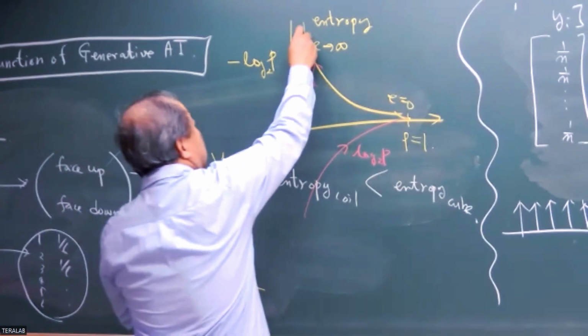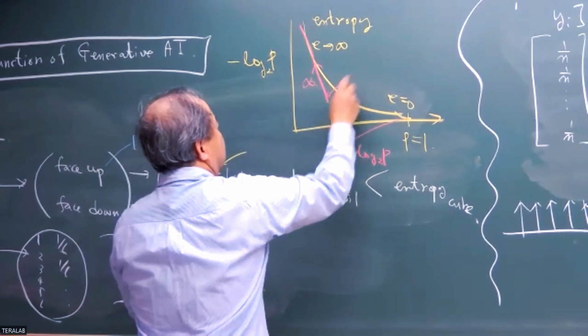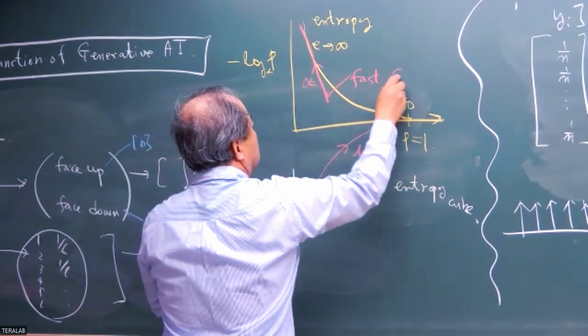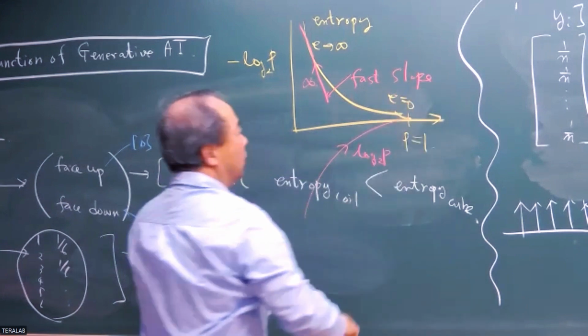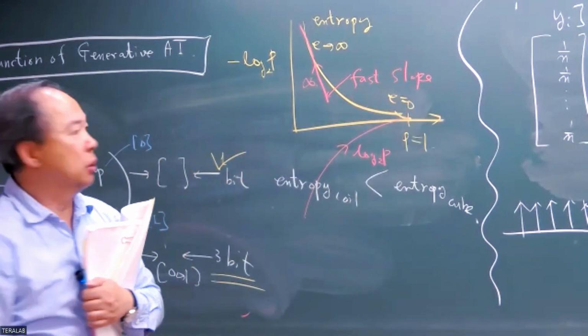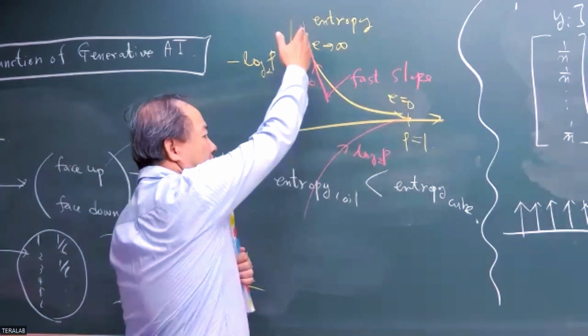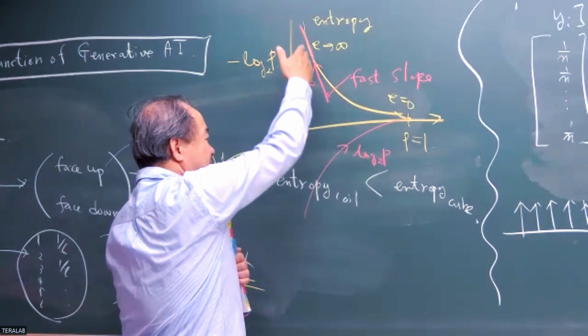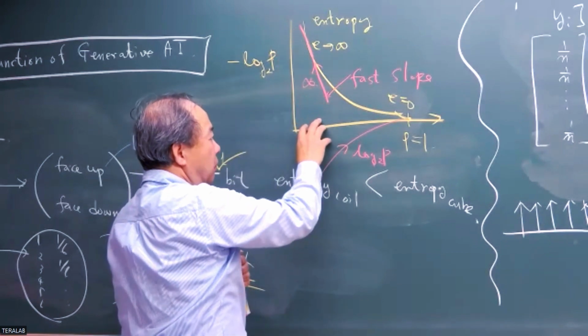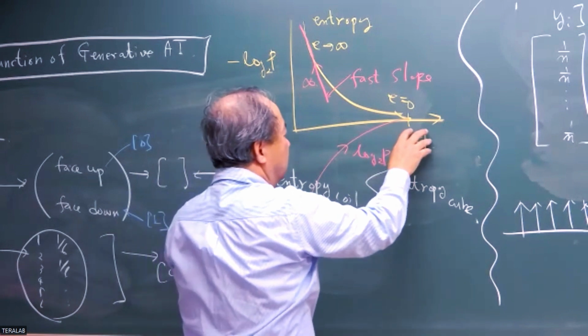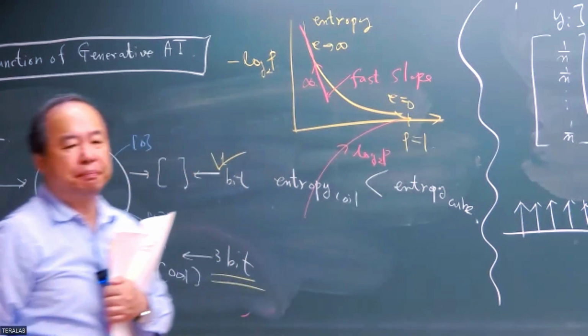And the slope is really fast. That is the beauty of this entropy function. So it will start the gradient descent very fast near 0. Somehow it is slow near probability is 1.